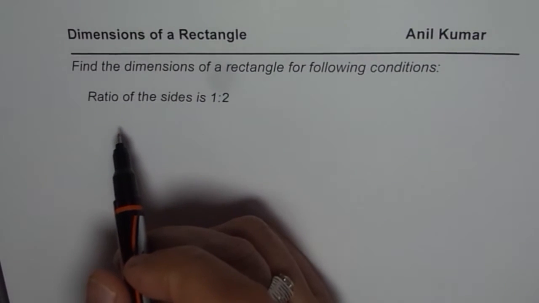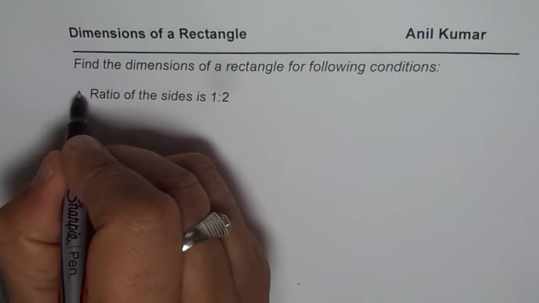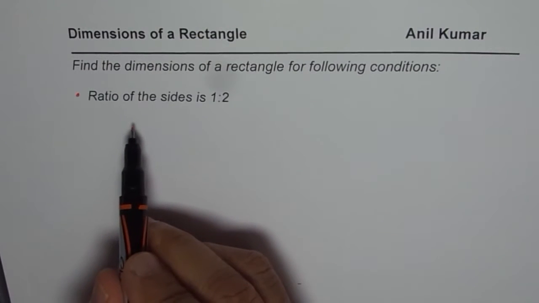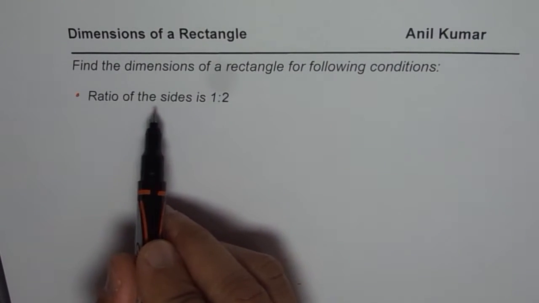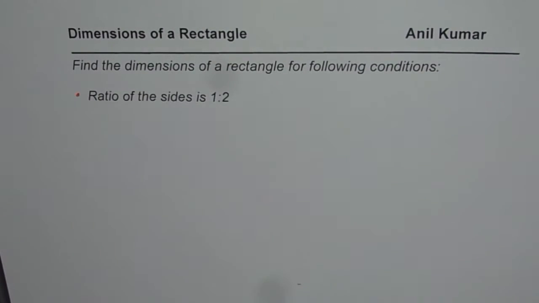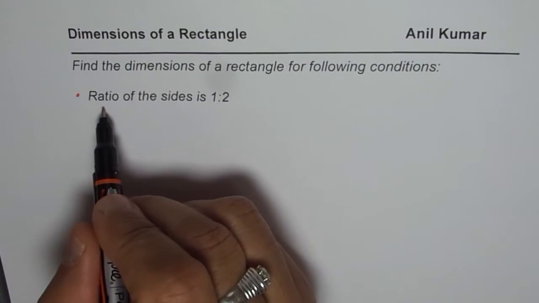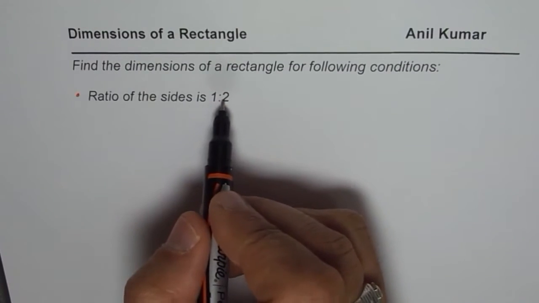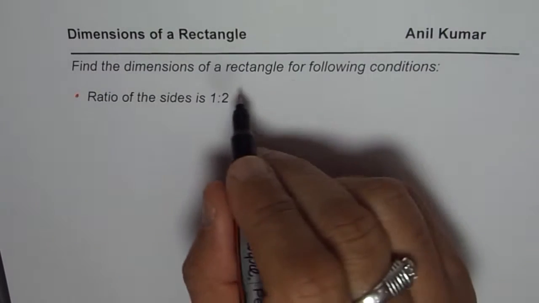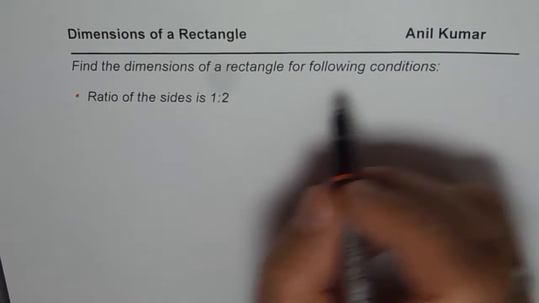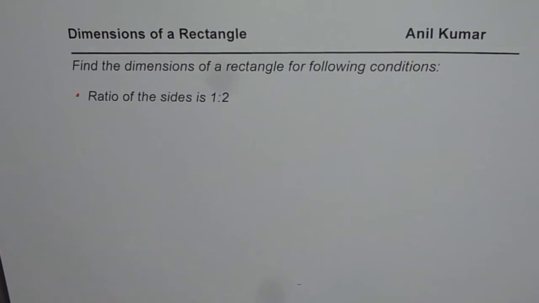So the question which I've written for you is: find the dimensions of a rectangle for the following condition. We'll begin with a very simple condition, as you mentioned in my YouTube video. The ratio of the sides is 1:2. So find the dimensions of a rectangle whose ratio of the sides is 1:2. It's a very general question. We say all possible dimensions of a rectangle whose sides are in the ratio of 1:2. That is how I framed my question.